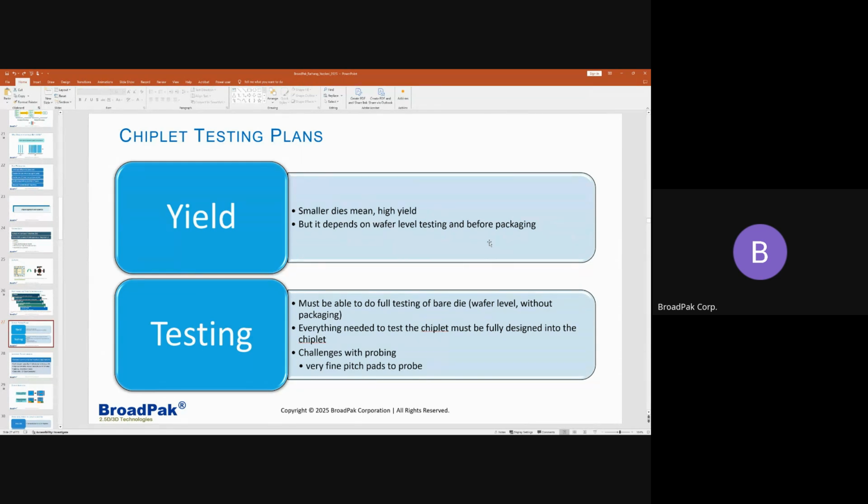So how do you do that? Well, the chiplet must be able to do full testing of the bare die at the wafer level without the packaging. What it means is that everything needs to be tested; the chiplet must be fully designed with a built-in self-test, a BIST. So if you're designing for the chiplet, the testing, the DFT, the design for test, is going to be super important. You've got to tell me how you detect the good dies from the bad dies. And keep in mind that when you go to a tighter pitch, you have challenges with probing at very fine pitch.